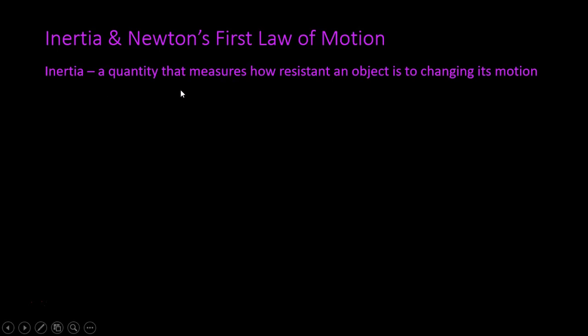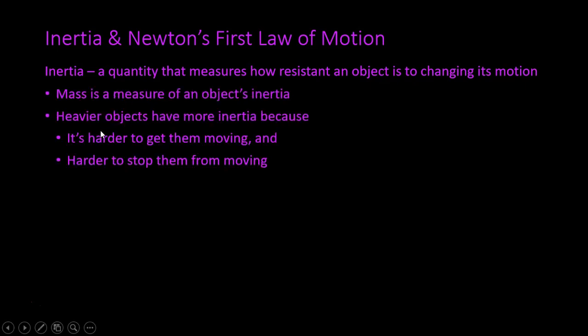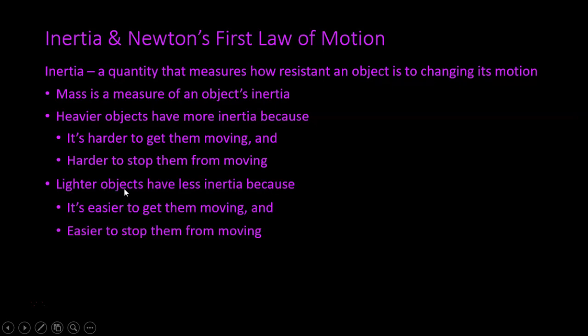Inertia is a quantity that measures how resistant an object is to changing its motion. Mass is a good way to measure an object's inertia. So heavier objects, objects with more mass, have more inertia because it's harder to get them moving, and if they're moving, it's harder to stop them from moving. Lighter objects have less mass and they have less inertia because it's easier to get them moving, and if they're already moving, it's easier to stop them from moving.